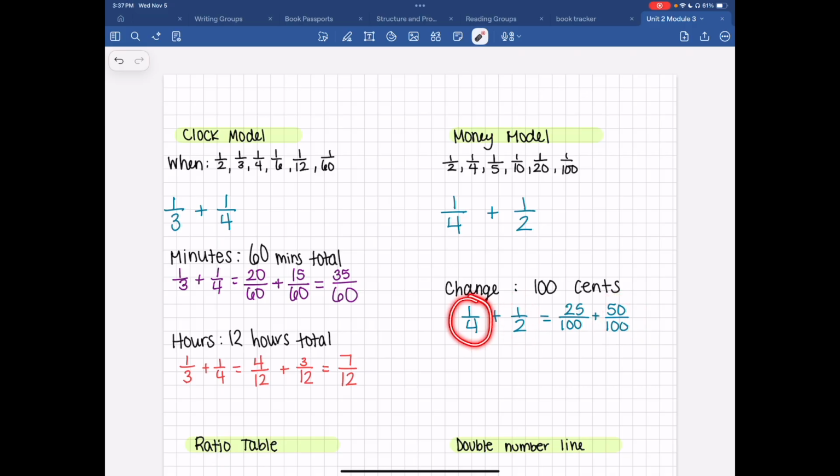Just thinking about it, 1/4 of a dollar is 25 cents. Half of a dollar is 50 cents. Then I can go ahead and add these together to get 75 hundredths. I could also think about it, I know 75 cents is just 3/4 out of 4.